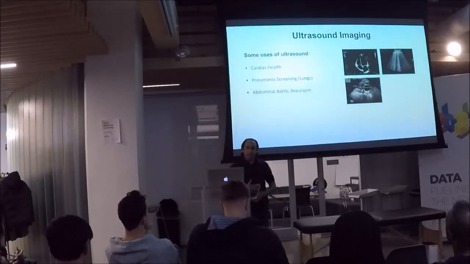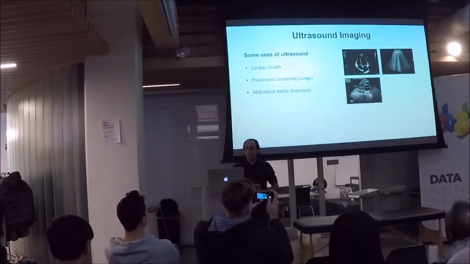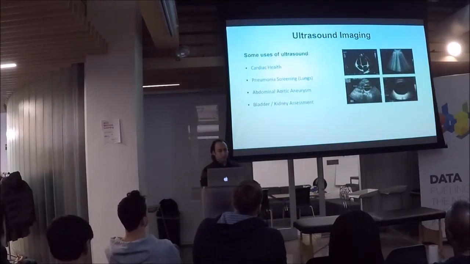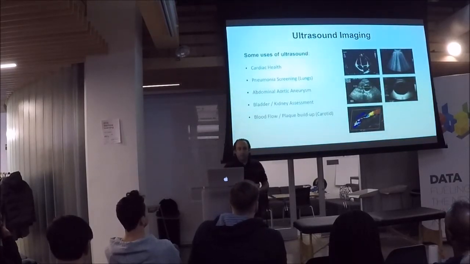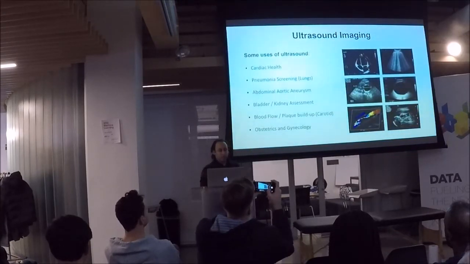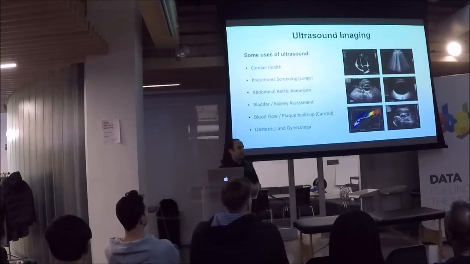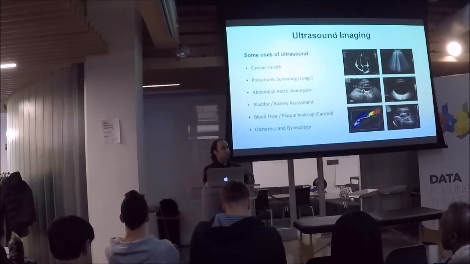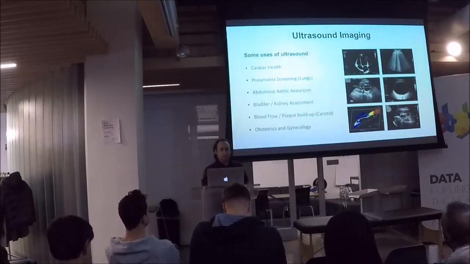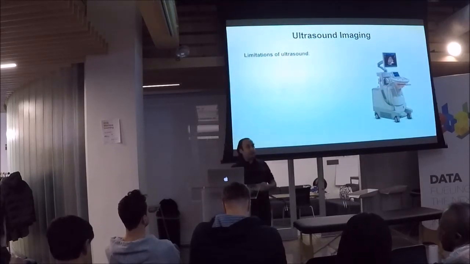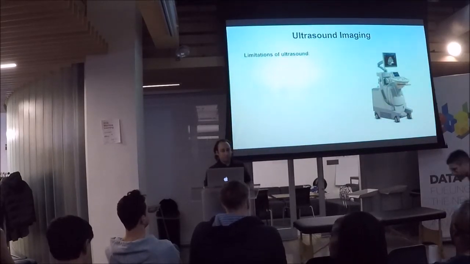Abdominal aortic aneurysm. This is something that is routinely done, screening for aneurysms for people with congenital heart disease. Bladder and kidney assessment, ensuring that there's correct flow through your body. Blood flow and plaque buildup in your carotid artery. And of course, obstetrics and gynecology, which is what most people think of when they think of ultrasound. But what I want to impress on you is just that ultrasound is really used all over the body: cardiac, lungs, abdomen, liver. It's a very, very popular imaging modality. But it does have a number of important limitations.